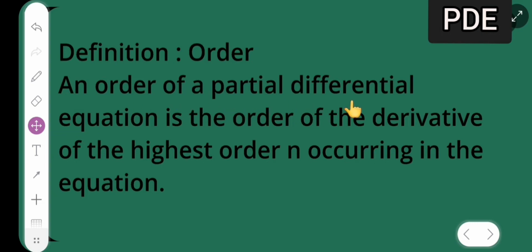Next, let us see the definition of an order. The order of a partial differential equation is the order of the derivative of the highest order n occurring in the equation. So here we are looking at the highest order.